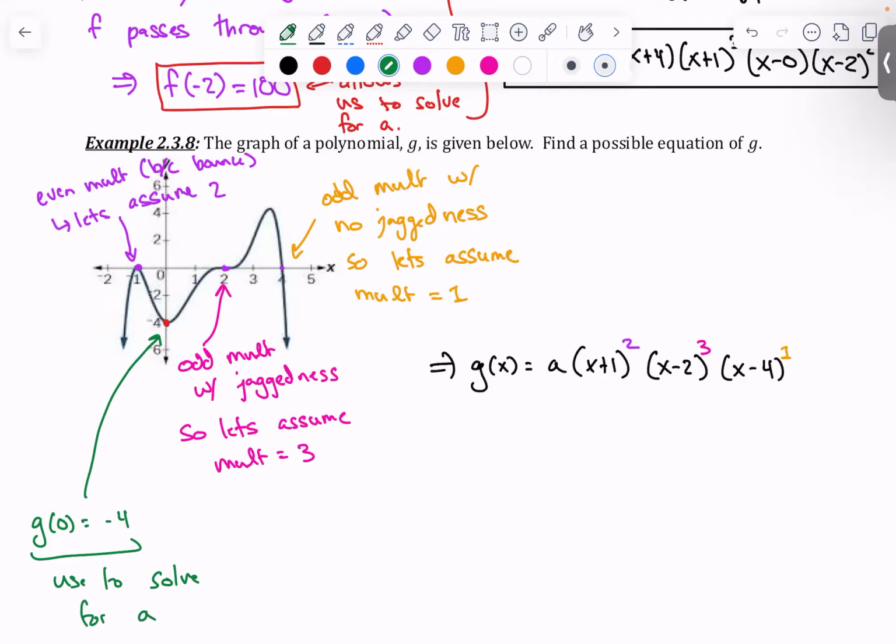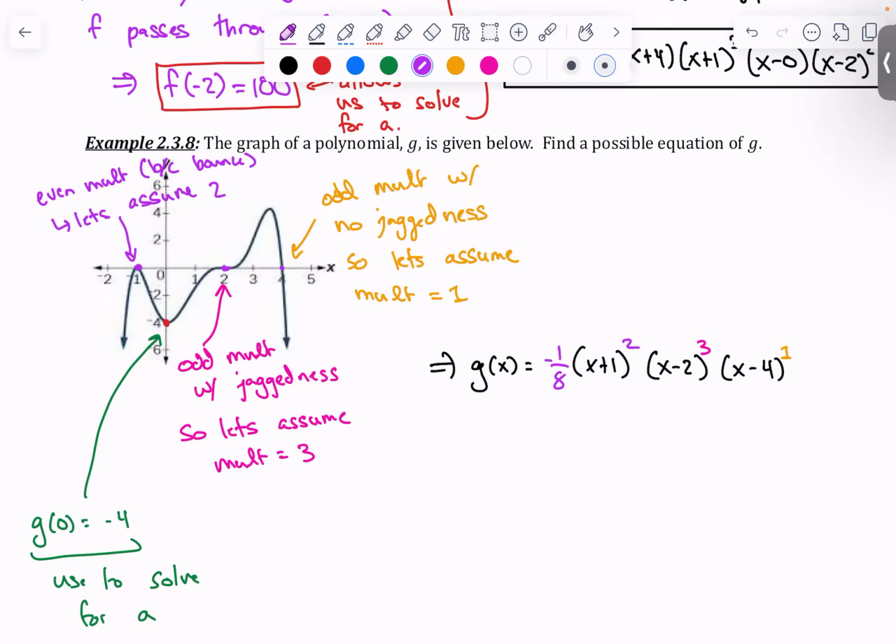I'd like you guys to finish the problem off on your own time. It shouldn't take too much more. Just plug in 0, set it equal to -4, and see what a value you get. You should get -1/8. So you should get this, -1/8. So when you're checking it later today, go back through this problem again.